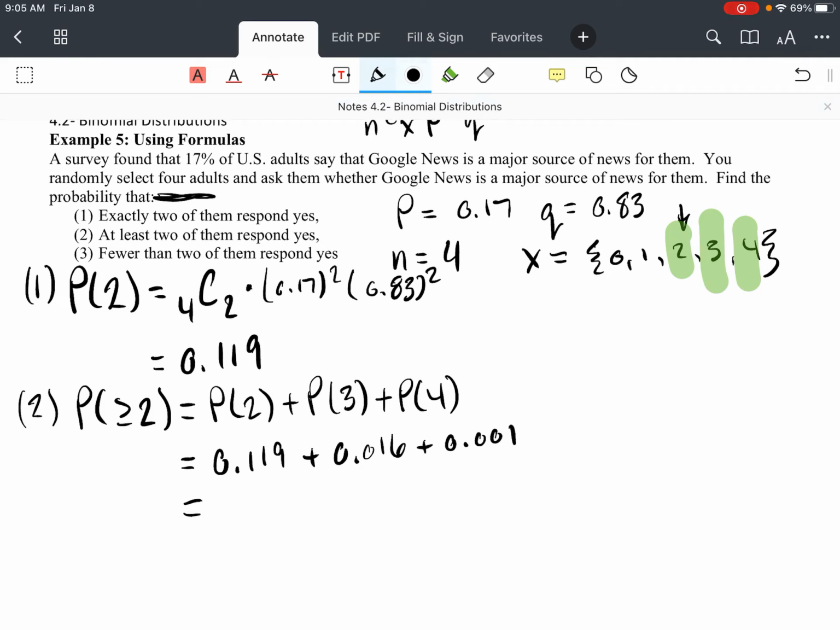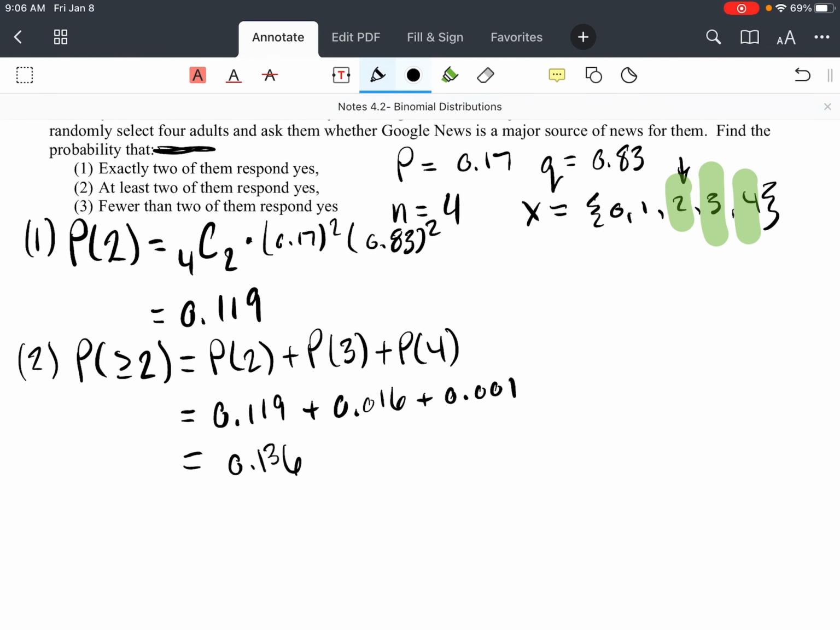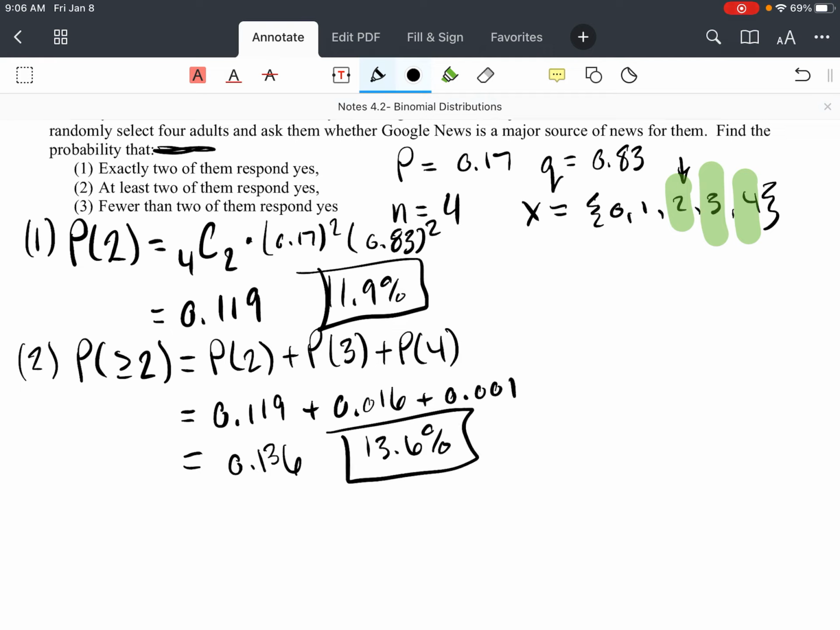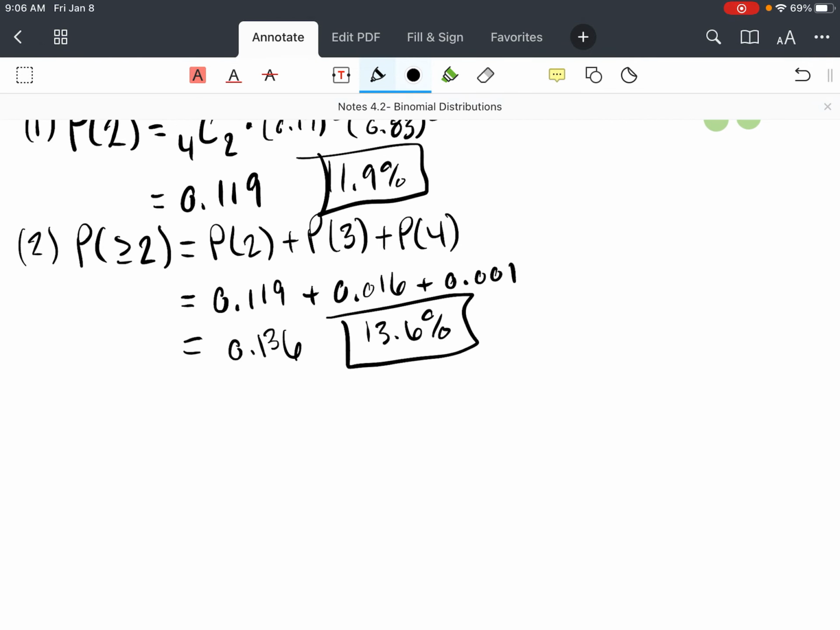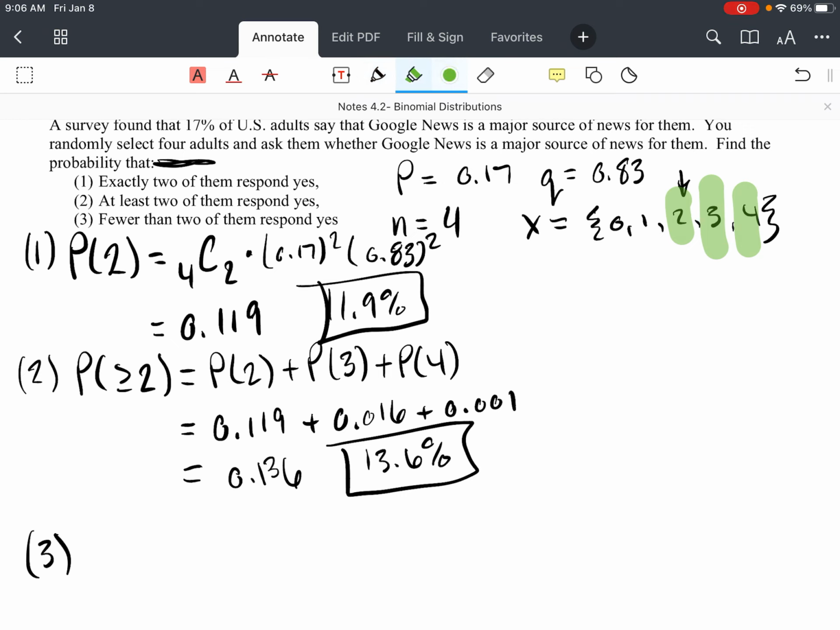Okay, and so now all we're going to do is add these together, and you get approximately 0.136. So about 13.6%. So this would be an 11.9% chance. This would be a 13.6% chance. So really, there's not a high chance that at least 2 will use Google News.